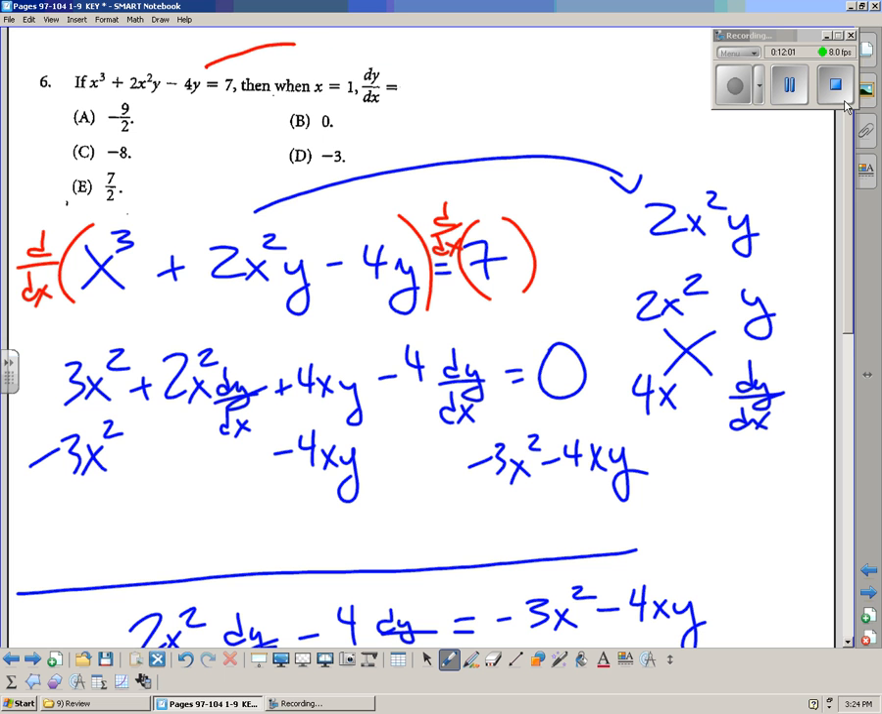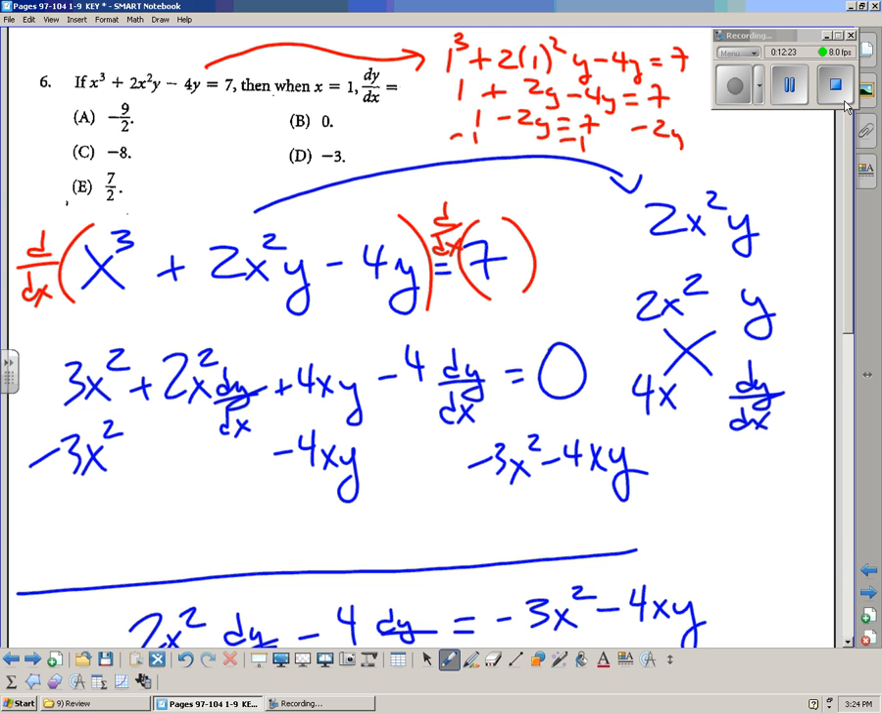Well, let's see. I have 1 cubed, which is 1, plus 2 times 1 squared y, minus 4 times y equals 7. So let's see. I got 1 cubed is 1, plus 2 times 1 squared is 2y, minus 4y equals 7. 1 minus 2y is 7. Subtract the 1 over. Negative 2y is 6. And so divide by negative 2, and y is negative 3.